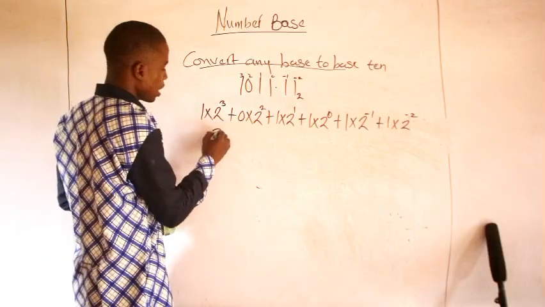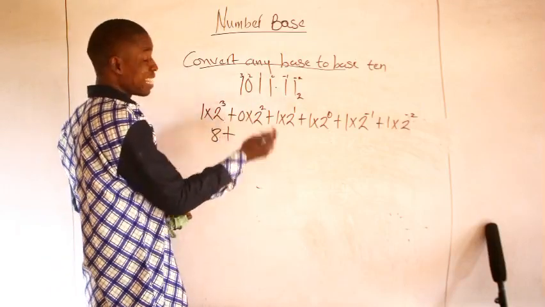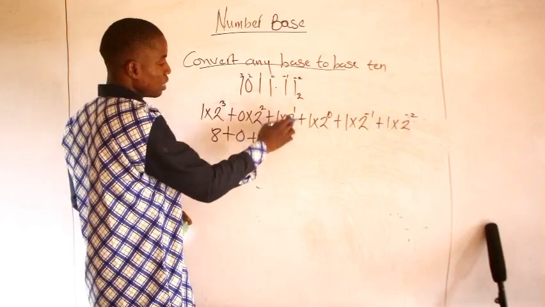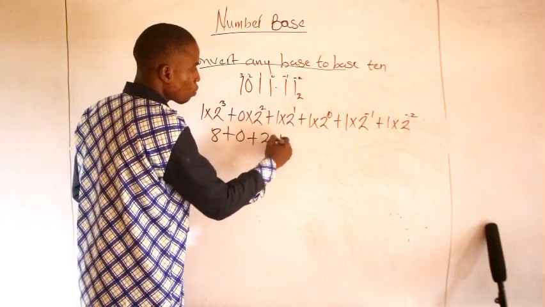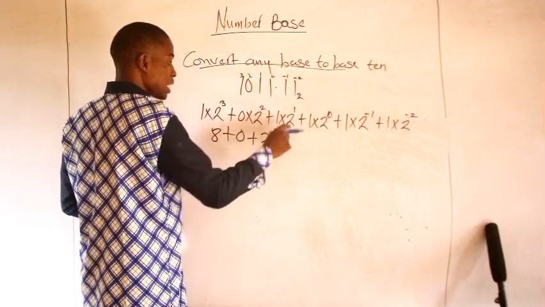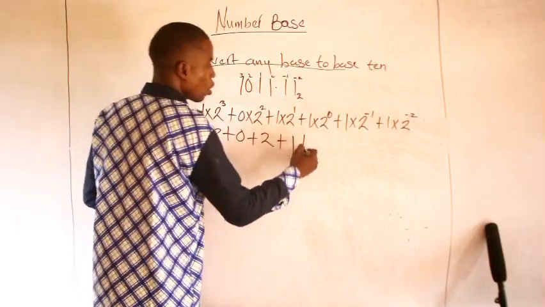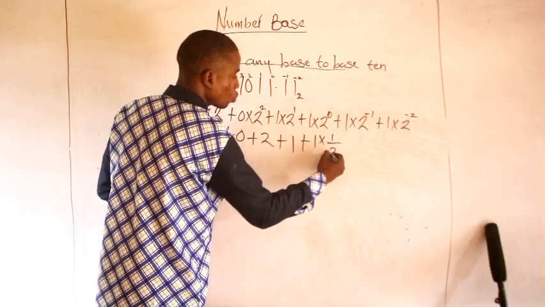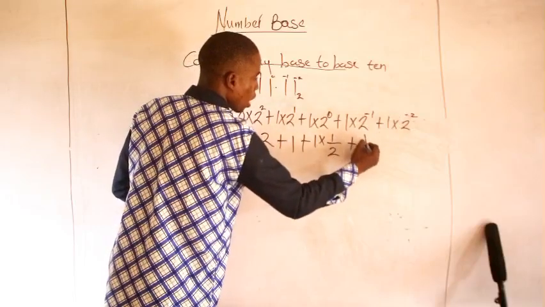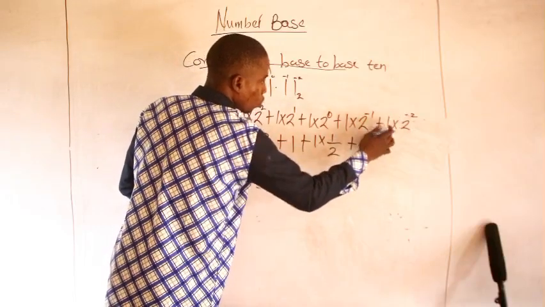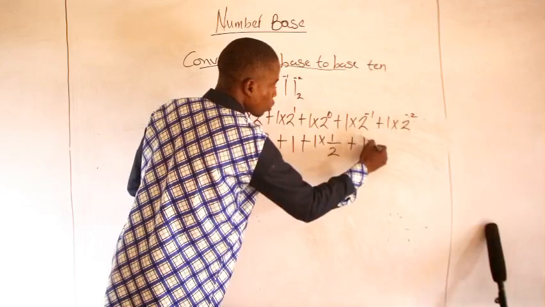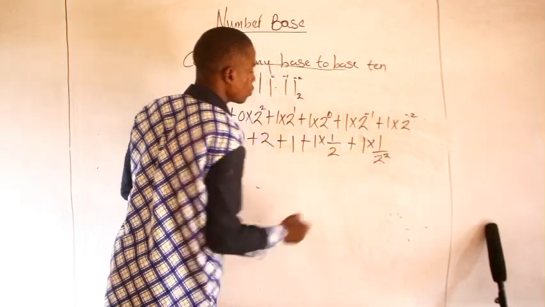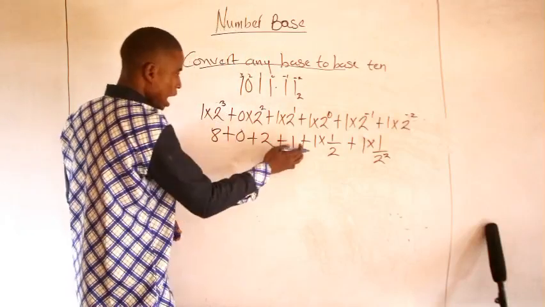This one will be what? 8, plus anything times 0 is 0, plus 2 times 1, which is 2, plus anything raised to power 0 is 1, times 1. Plus this one will be 1 times 1 all over 2, plus this one will be 1 times 1 all over 2 raised to power 2. Now, add the numbers.